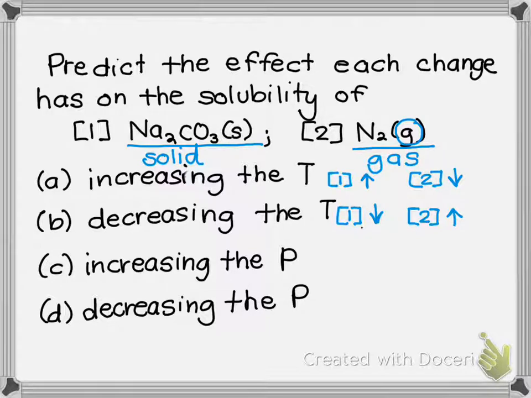Now pressure. On number 1, on both of these having to do with pressure, the changes in pressure will have no effect on the solubility of a solid. However, for a gas, if I increase the pressure of nitrogen above the sample that it's dissolved in, that will increase the solubility. And if I decrease the pressure, it will decrease it. So the pressure changes only affect gases, not solids.